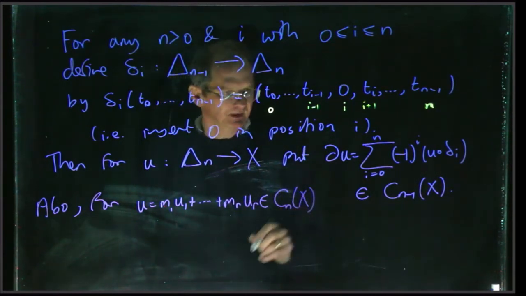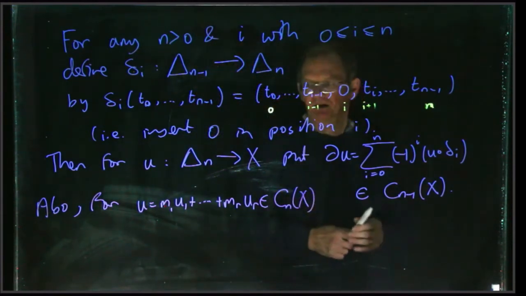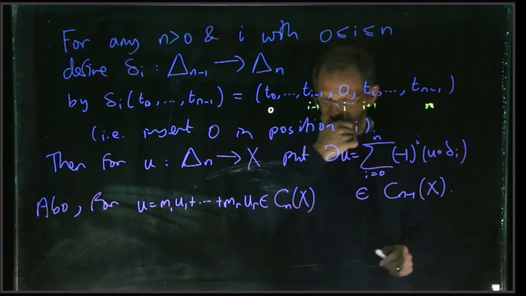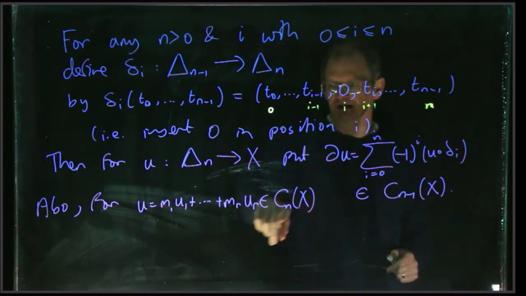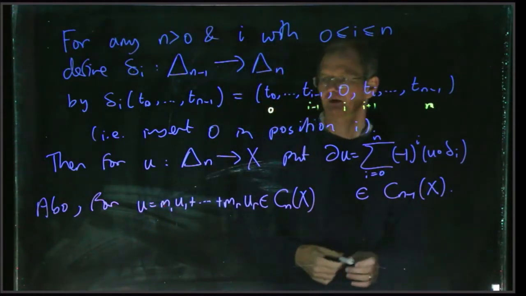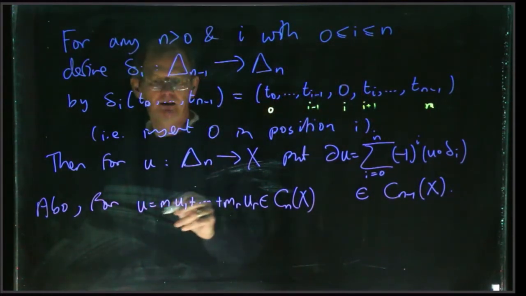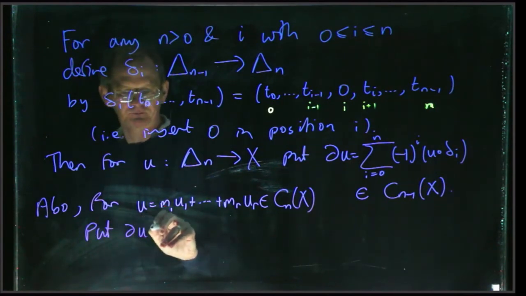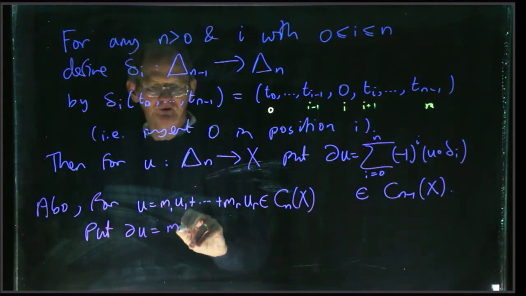Okay, but so far I've not quite done what I needed to do, right? A typical element of CnX, a singular n-chain in X, is not just a single map like this, but a linear combination of things like this. In this situation, du, well, I just do what I have to do.